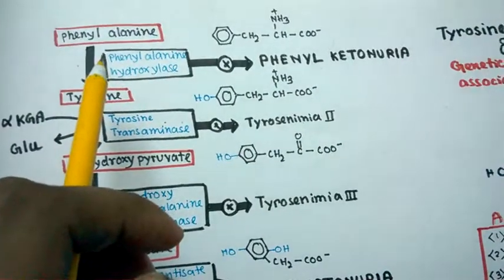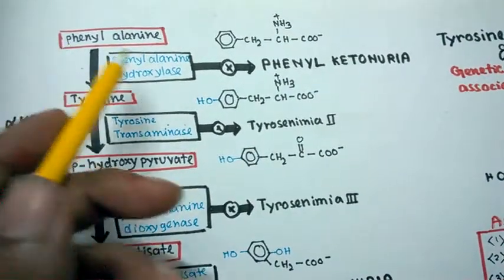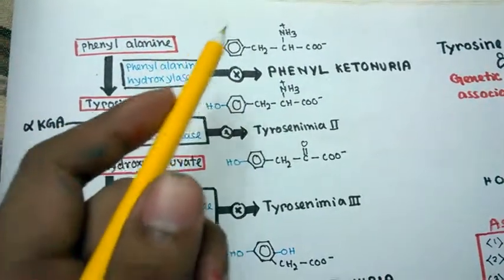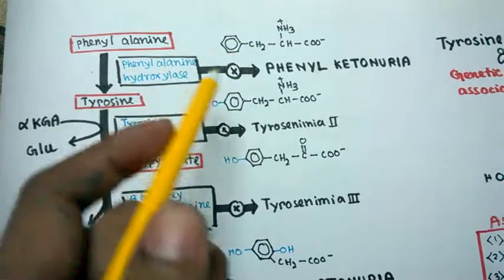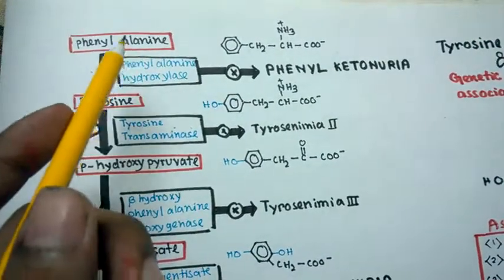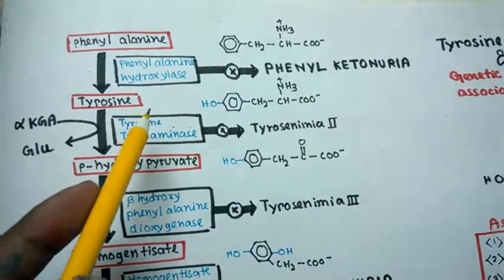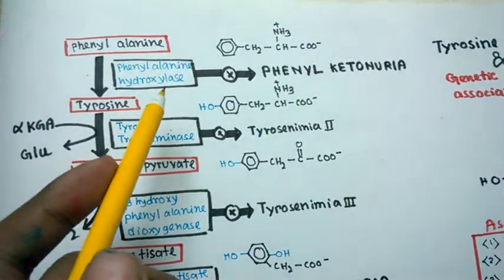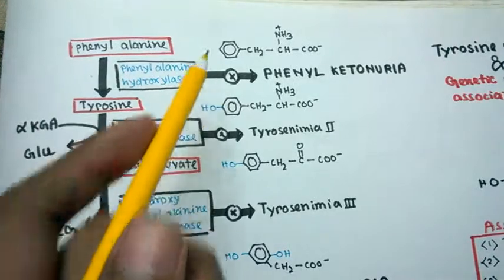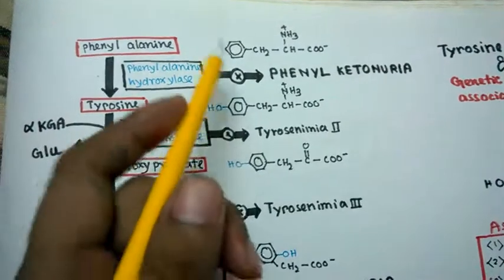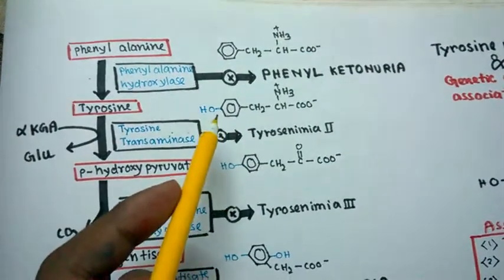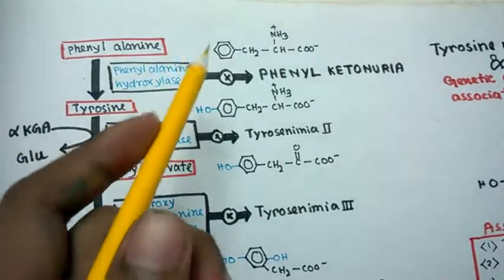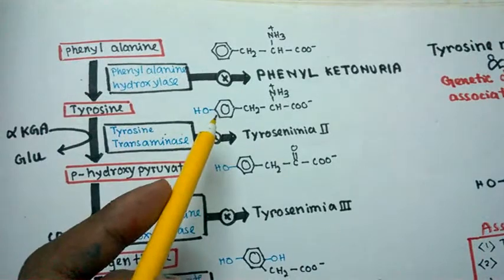First, what we have here is phenylalanine. You can see the structure of phenylalanine. It has a phenyl group, a benzene ring. Phenylalanine is converted to tyrosine by phenylalanine hydroxylase. It's a hydroxylase enzyme, and it will put a hydroxyl group here. As you can see, these two structures differ only in the hydroxyl group. So phenylalanine hydroxylase hydroxylates phenylalanine to convert it into tyrosine.